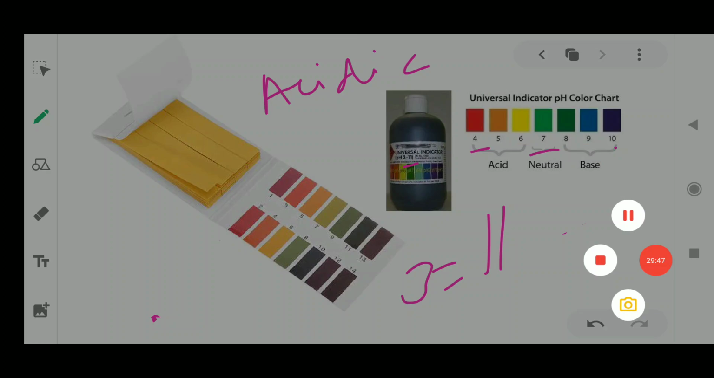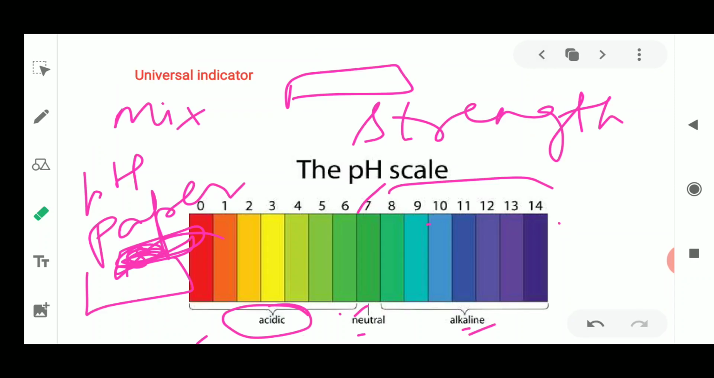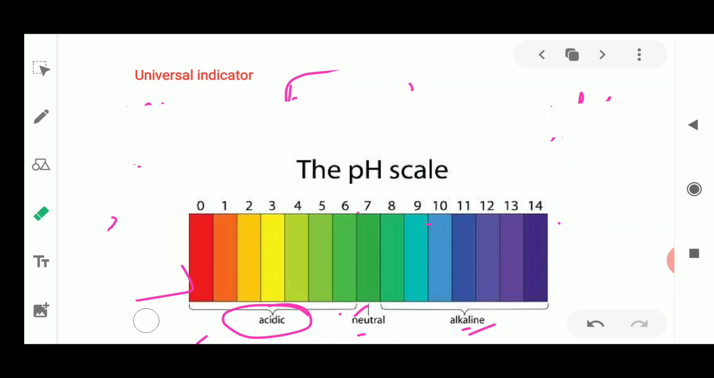So this change in the color makes it very clear. It is going to tell you very clearly whether the given substance is acidic, basic or neutral. Just remember the colors from 0 to 7, from red through yellow to light green, tell you about the acid. Then 7 tells you about the neutral substance, and shades of blue color tell you that the substance is basic in nature.